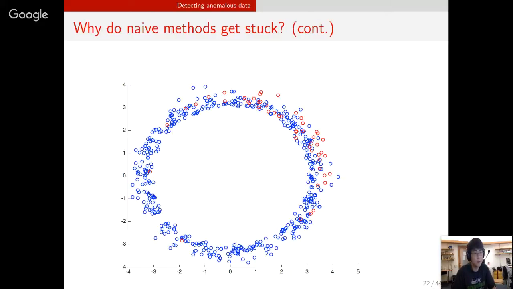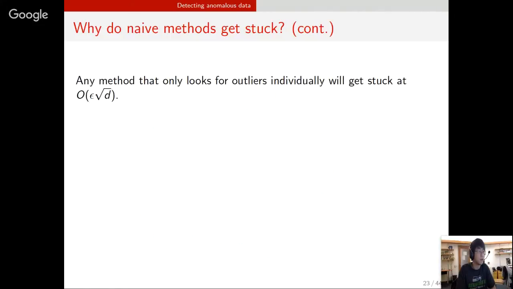And this seems really hard, right? Like if I erase these colors and I ask you to identify which points were good and bad, you really can't do it because each one of these red points just individually looks potentially like just a good old point from a Gaussian, right? So hopefully what I've argued for you, at least at some intuitive level, is that any method that only looks for outliers on an individual basis must get stuck at this barrier of O of epsilon root D, just because of that picture I showed you.